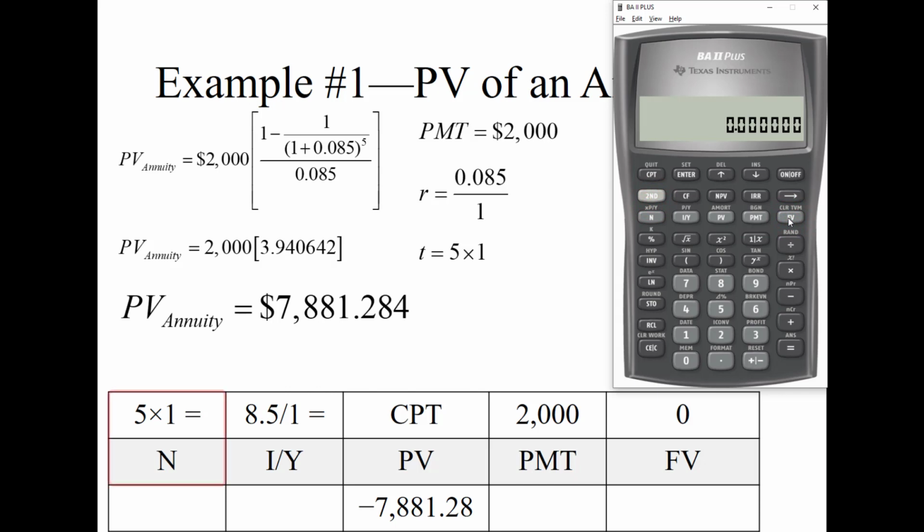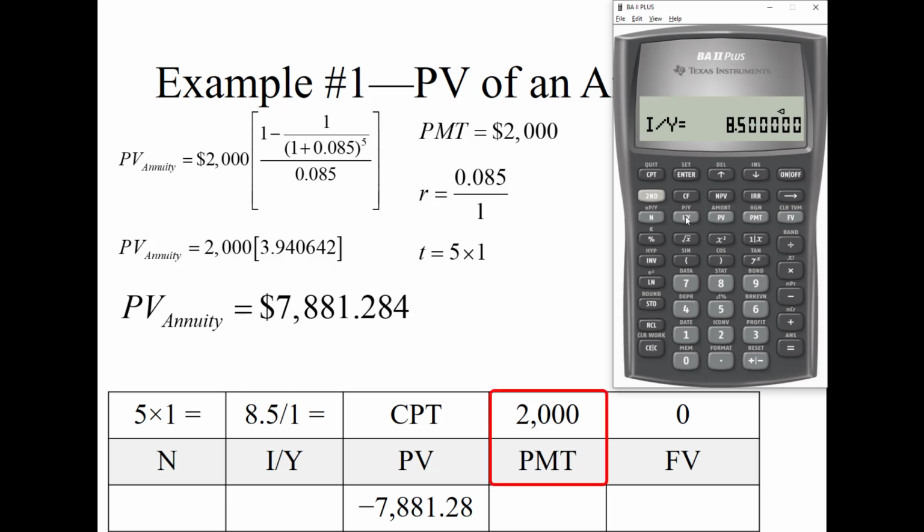Next thing we'll do is type in our N, and in this case it's going to be 5 years, and there's going to be one compounding period per year because we assumed annual compounding. And then our interest rate or our IY is going to be 8.5%. In this case, we just type in 8.5 for our financial calculator. So 8.5 and then IY. PV is what we're calculating, so I'll skip over that.